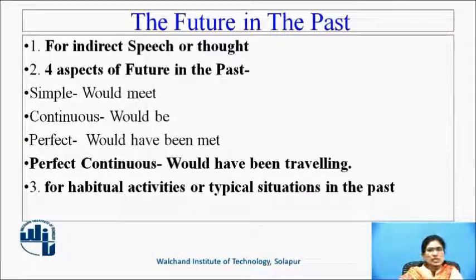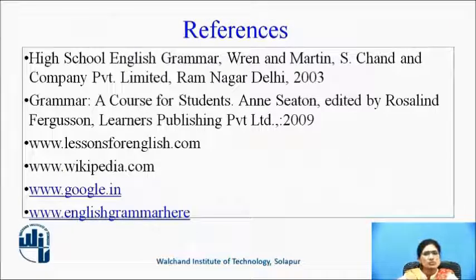The future in the past. For indirect speech or thought, there are 4 aspects of future in the past: simple, would meet; continuous, would be traveling; perfect, would have met; and perfect continuous, would have been traveling. For habitual activities or typical situations in the past, we use would. These are the references you can refer to for more understanding.